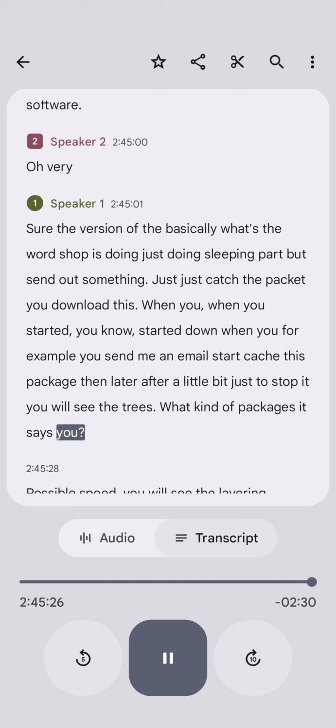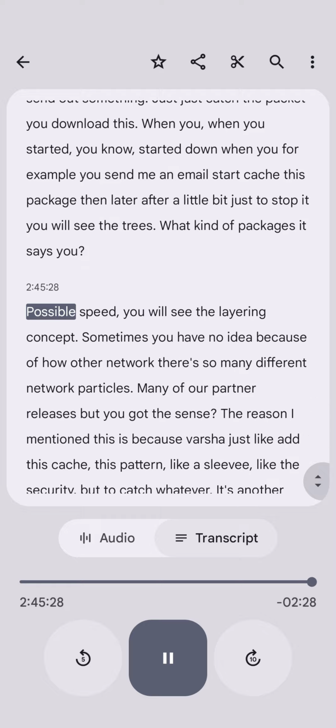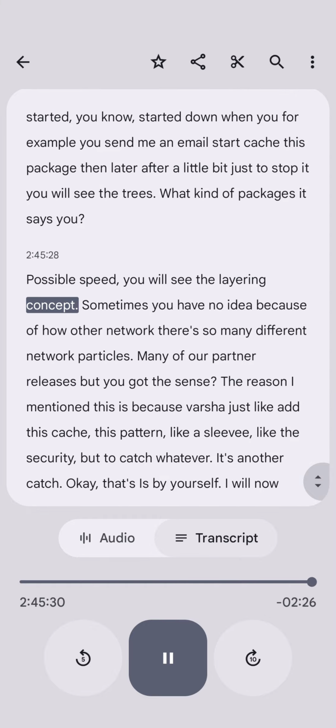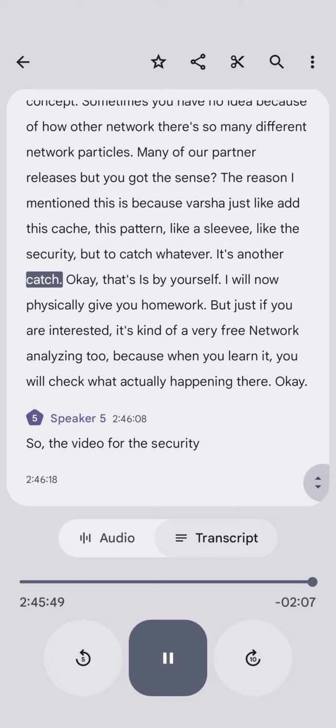You will see the trace, what kind of packets go through. You will see lots of things like TCP, IP. You will see the layering concept. Some packets you have no idea about, because when we talk about networks, there are so many different network protocols. Many are proprietary, but you get the sense. The reason I mention this is that Wireshark catches packets like sniffing, like the security button to catch whatever is going through.